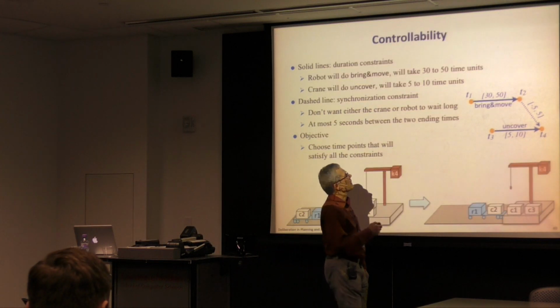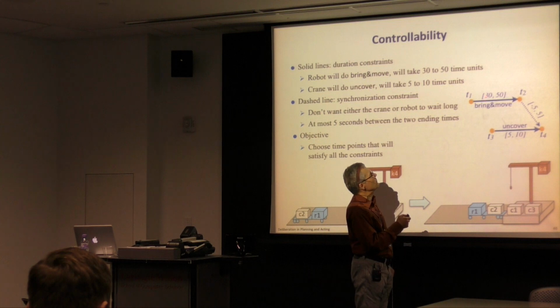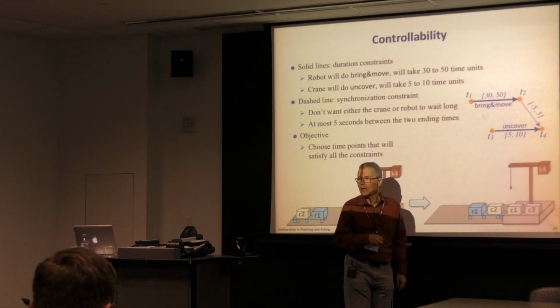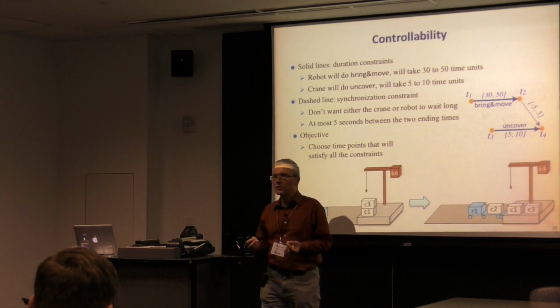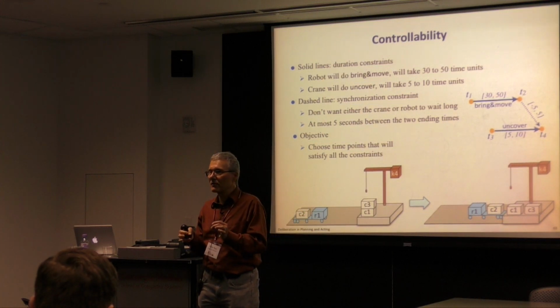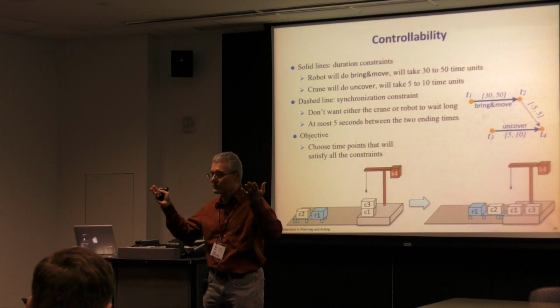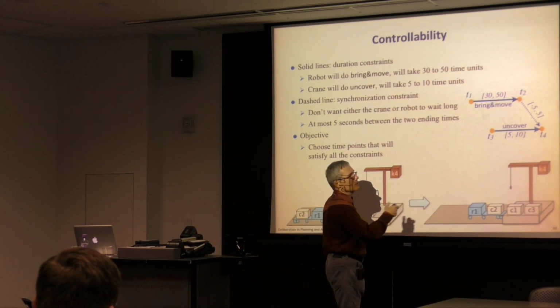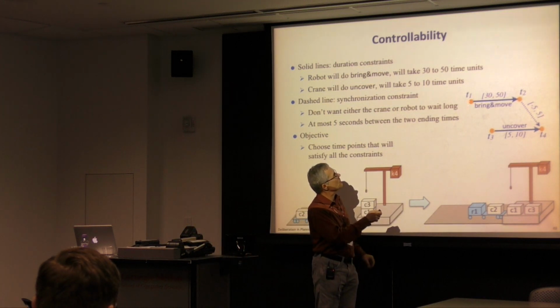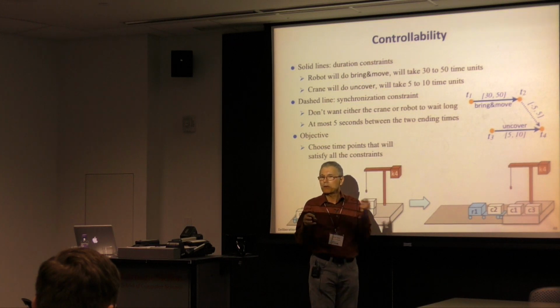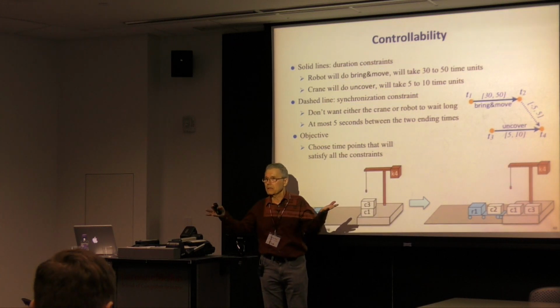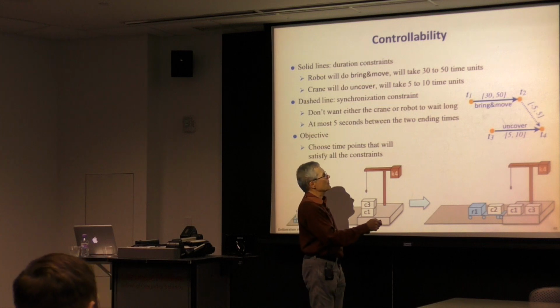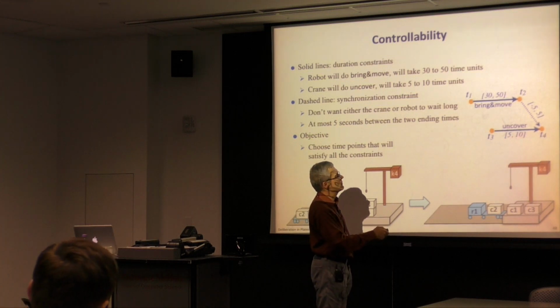Well, what are these time points? This says that bring and move takes at least 30 and at most 50. Once we start the action, we don't know how long that action is going to take. It may depend on road conditions or something. All right? What we do know about it is it's going to take at least that amount of time and at most that amount of time. We can choose the starting time for it, but the ending time is going to be whatever it turns out to be. All right? Similarly with uncover, it'll take between 5 and 10 units of time.